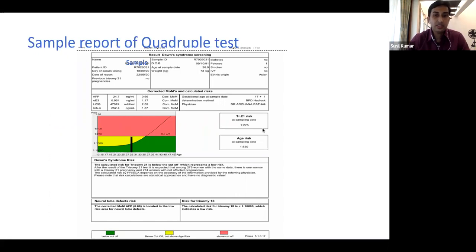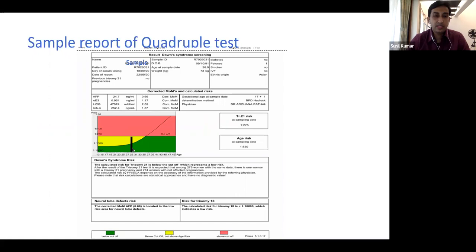So now what happens to the risk? Trisomy 21 risk at sampling date is 1 in 275. If we put this in a graph, X versus Y, age is the X axis and risk is the Y axis. You see this green area is low risk, the yellow demarcated area is intermediate risk, and this brick red color is high risk. This is a cutoff, that is 1 in 250. Now at age 29 years, this bar is going up to 1 in 275, which is intermediate or moderate risk, we call it.